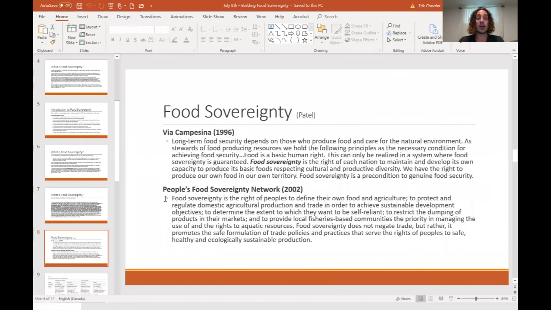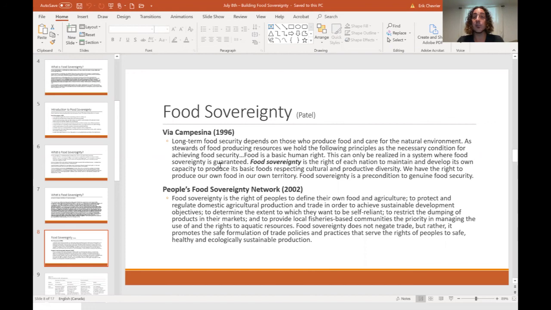So we can see some of the definitions that are being described here. La Via Campesina: the long-term food security depends on those who produce food and care for the natural environment, the stewards of food-producing resources. We hold the following principles as necessary for achieving food security. Food is a basic human right. This can only be realized in a system where food sovereignty is guaranteed.